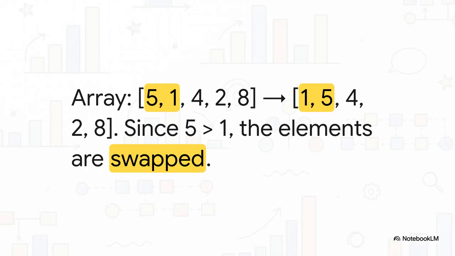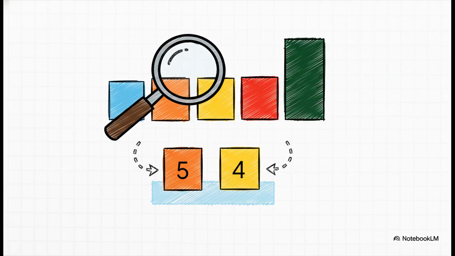Let's actually watch it work. First step, it looks at the first pair, 5 and 1. Is 5 greater than 1? Yep, so they get swapped. Now it just scoots over to the next pair, 5 and 4. Again, 5 is bigger, so they switch places. You can already see the larger number, 5, starting its journey over to the right.